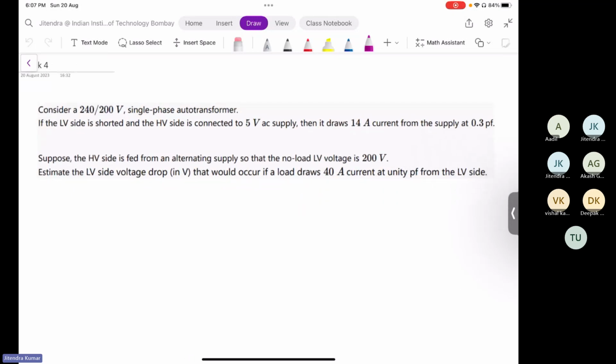So I hope you are able to see this question, and there is one mistake here. This is not an auto transformer question, this is a transformer question. This question is based on voltage regulation concepts. So first read the question carefully, and then we will solve it step by step.